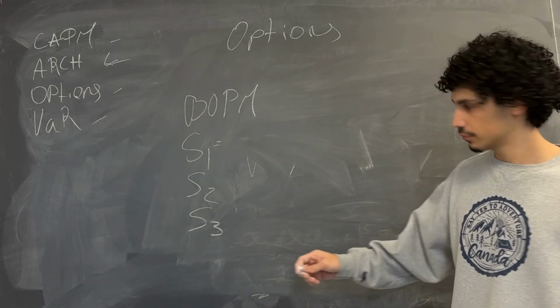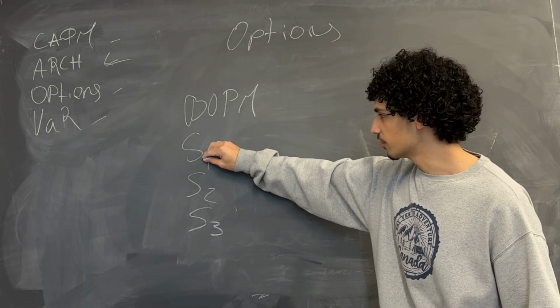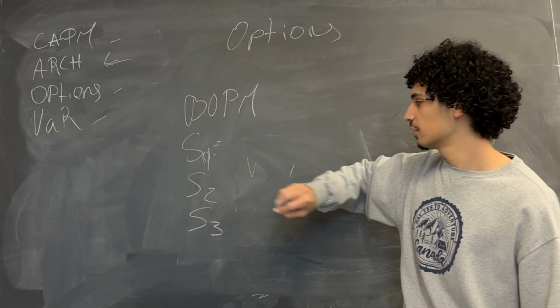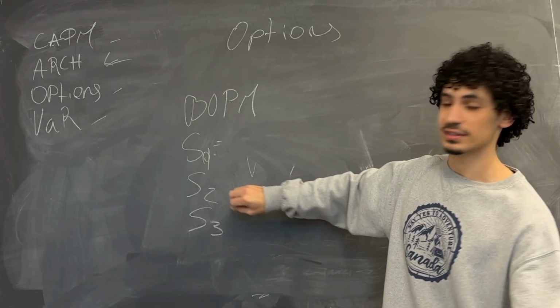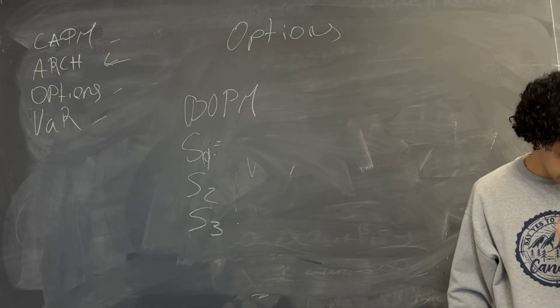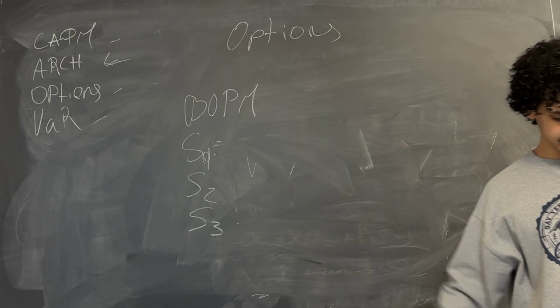So, I think it's S0. S0 is the current price. S2 is the stock price when it's down. S3 is the stock price when it's up. So, there's kind of a setup for it.